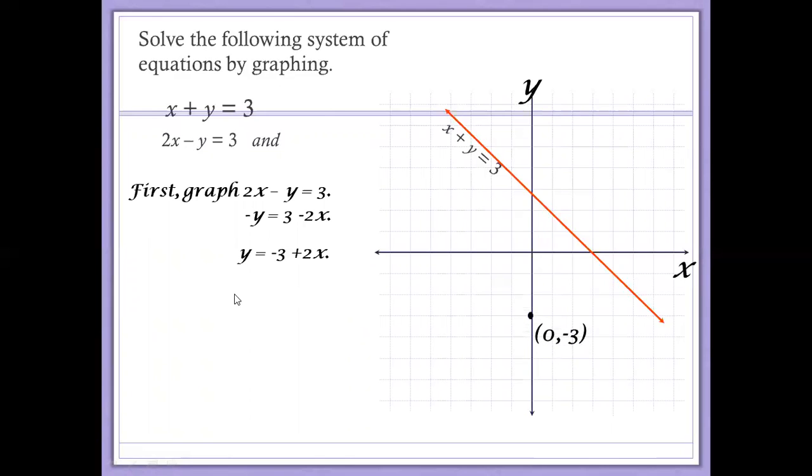The table will be, as we know, if x is 0, y will be -3. If x is 1, y will be -1. And if x is 2, y will be 1. After I plot the coordinates, I draw the line. The two lines intersect at a point. This point is my solution, which is (2, 1). So x will be 2 and y will be 1.